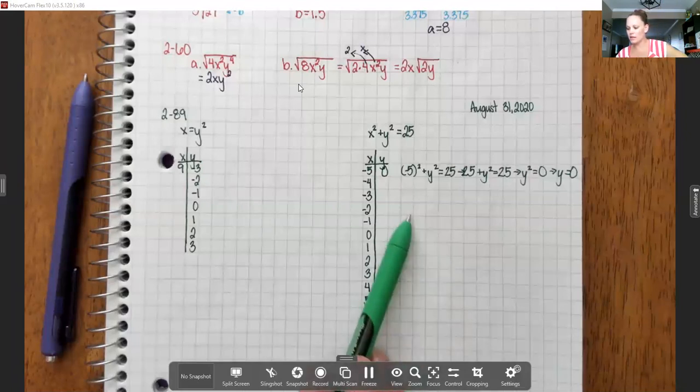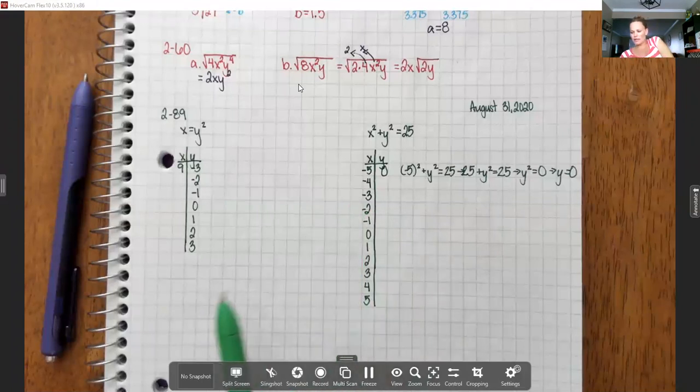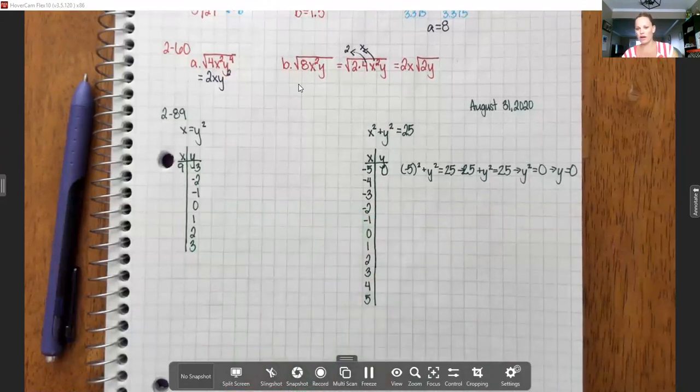So this one has a bit more work to go with it. I'm going to give you guys maybe about 3 or 4 minutes to see what you can fill in on this table. I'll do 1 or 2 more of these ones over here actually.